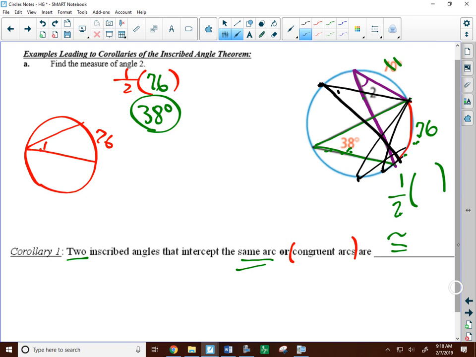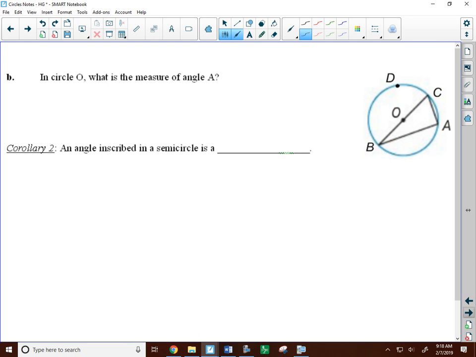Okay, corollary 1. Good with that one. See, all of them are the same theorem. This is a good one. The next corollary: let's solve in circle O for angle A. So angle A is inscribed. Its vertex is on the circle, made up of two chords for the sides. So it's going to be half of that arc, using the inscribed angle theorem. Arc BDC. What's the measure of arc BDC?